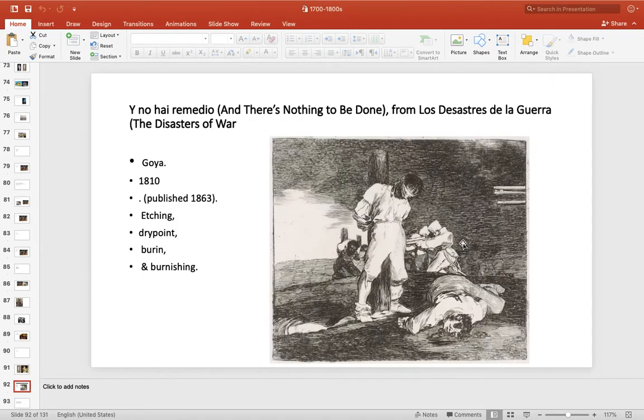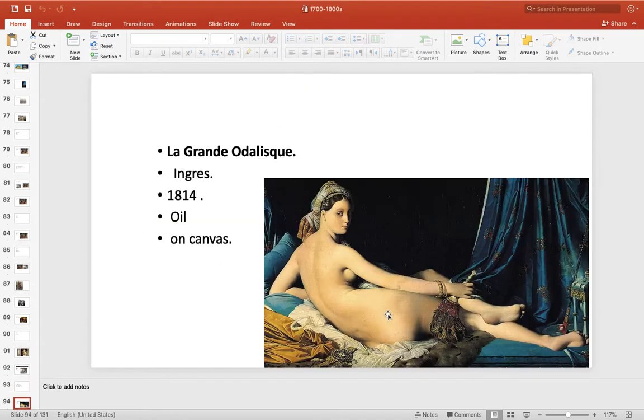Form: real, violent, horrifying, suffering. He's almost like a crucified Christ. Connection: very different from Oath of the Horatii. Okay, Grande Odalisque, 1814. What's up with this one? Material is oil. Artist is Ingres. That was a student of David, who did Horatii.